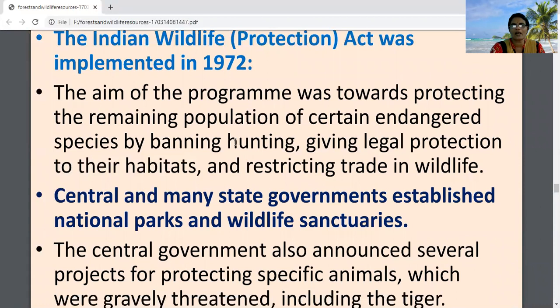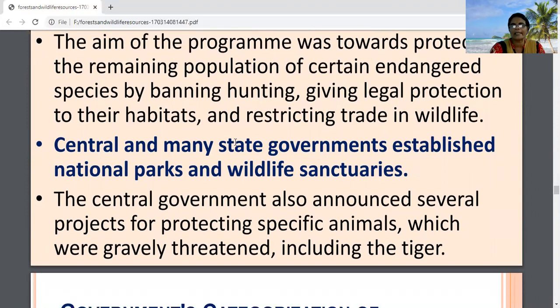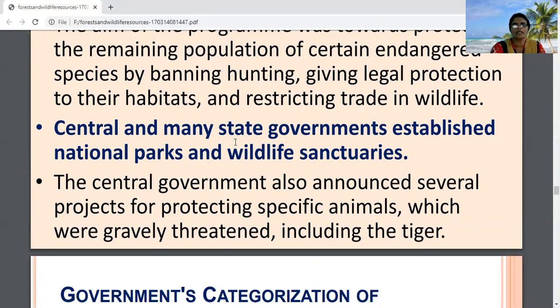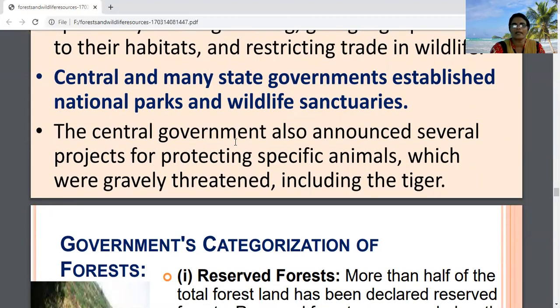The aim of the act was towards protecting the remaining population of certain endangered species by banning hunting, giving legal protection to their habitats, and restricting trade in wildlife. It means banning hunting, poaching, and also providing legal protection to their habitats and restricting their trade. So it is the main purpose of this Indian Wildlife Act of 1972. Second purpose is that central and many state governments established national parks and wildlife sanctuaries. So central and state governments are directly monitoring these endangered species and also restricting hunting and poaching.